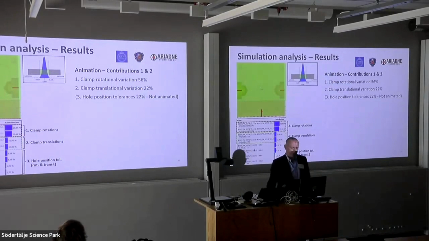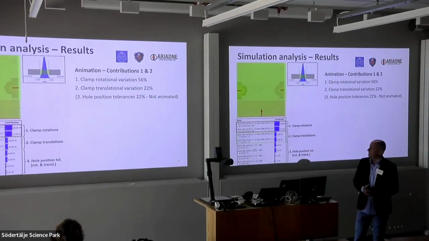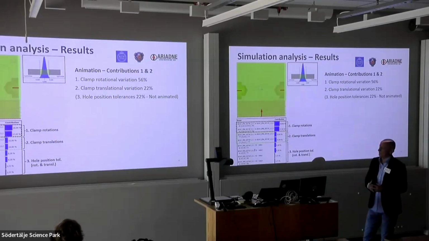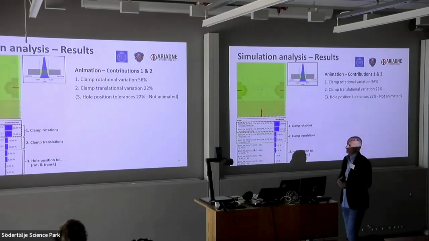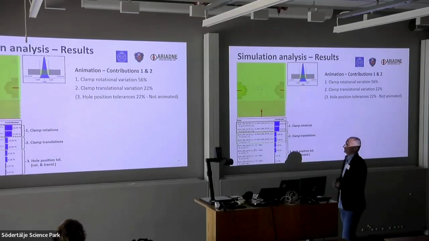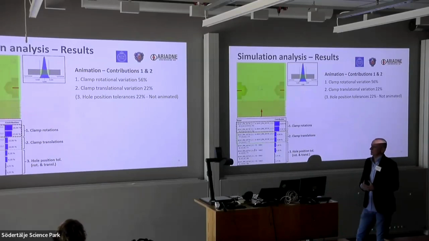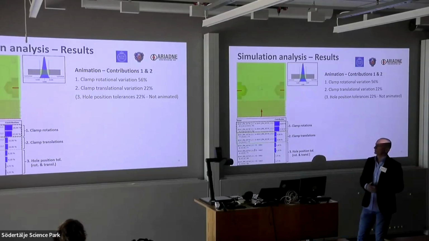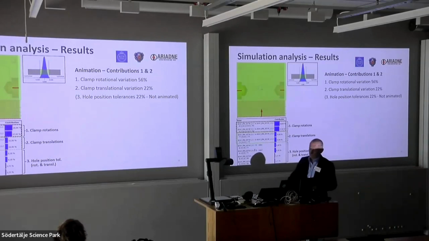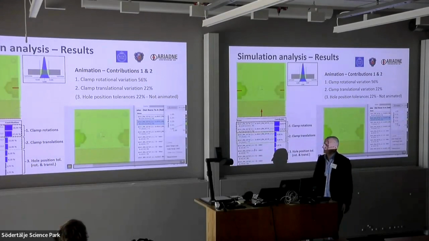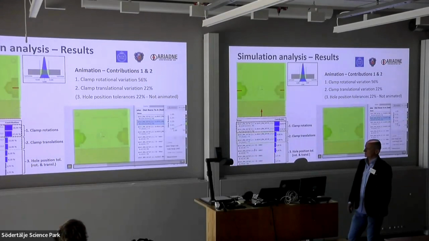And if we look at the results, we captured both assembly level variation and part level variation. We divided the major contributors into 3 groups. So clamp rotation was 1 parameter, which gives 56% of variation. Clamp translation, 22%. And then the sum of the part level tolerances was 22% of variation. So you can see that the clamping process is very important. We can see an animation of variation coming from the clamping.